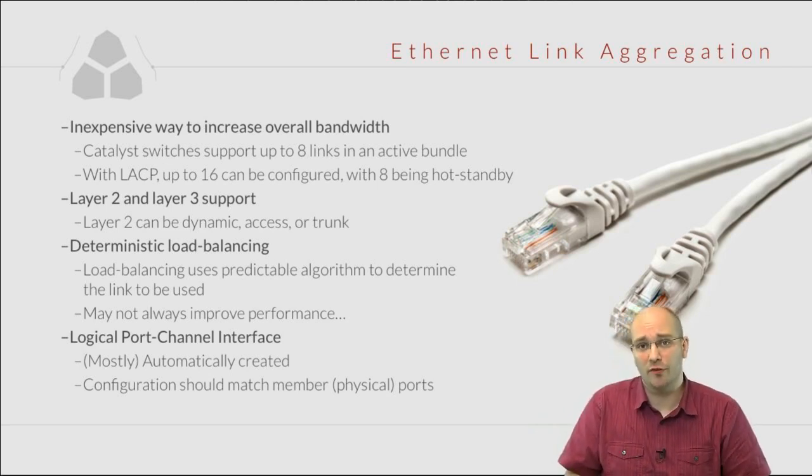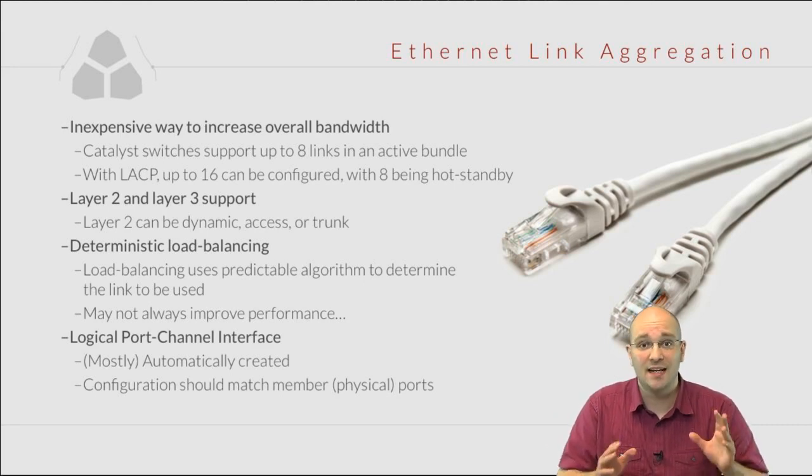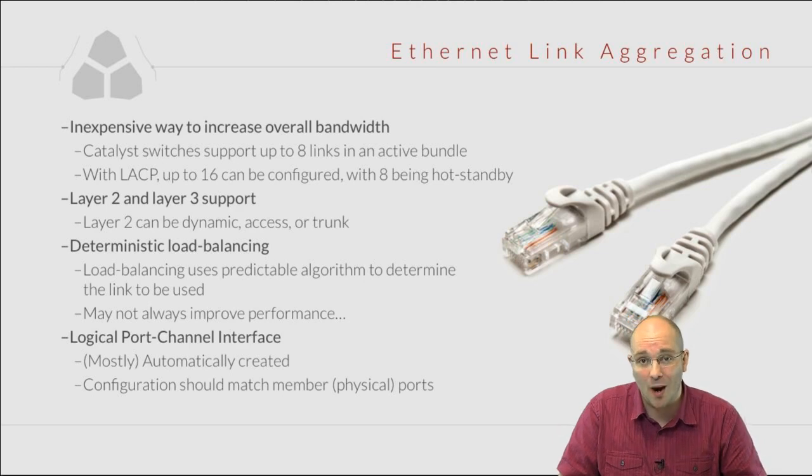Ether channels can be configured as either layer 2 or layer 3. When we configure layer 2 Ether channel bundles, all member ports, all the physical ports that are bundled, need to be configured as layer 2 ports, and they need to be configured identically. That means that we cannot bundle an access port and a trunk. They need to be configured in the same way.